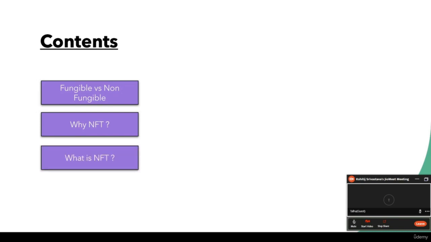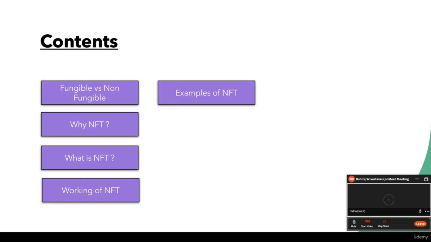So the first thing that we are going to learn is what are fungible and non-fungible tokens, or let us say what are fungible and non-fungible items. After that we will learn why NFT, that is why do we need NFT. Now as NFT is in market, why is it so popular these days, and hence why we need NFTs. After that we will learn what is NFT, and after that we will see how NFT works, and then we will see some examples of NFTs.